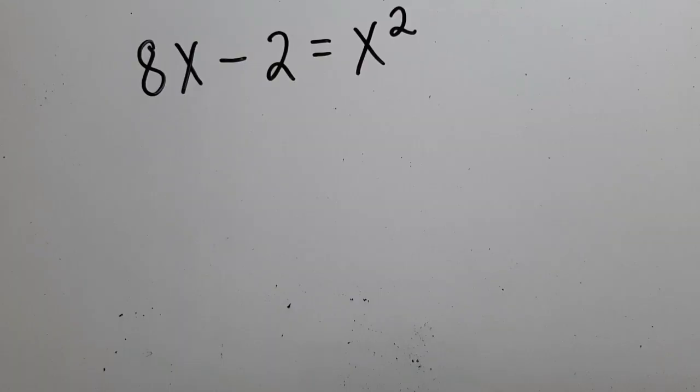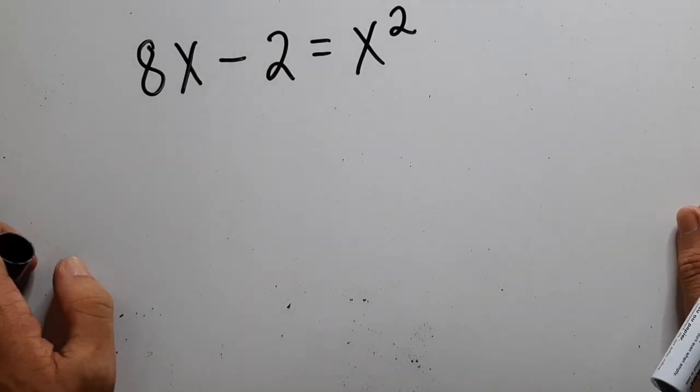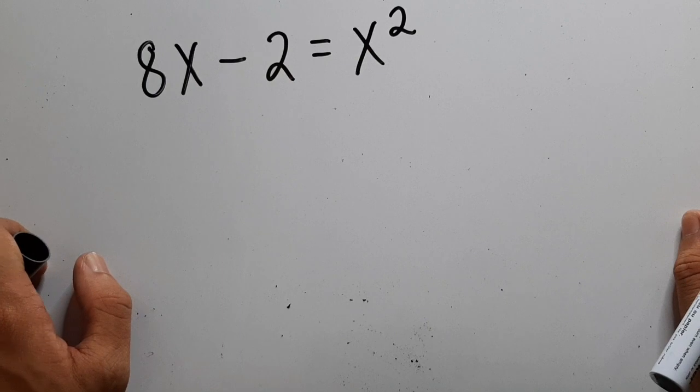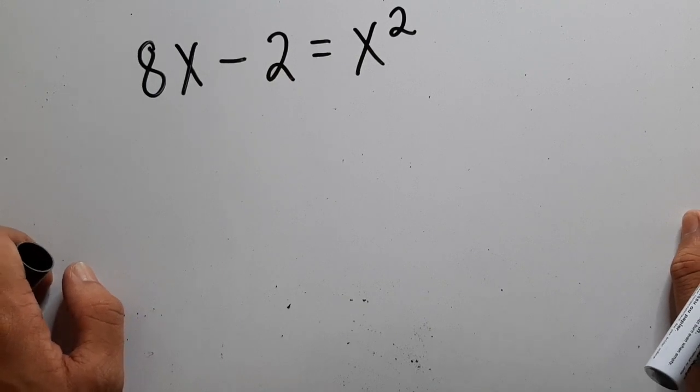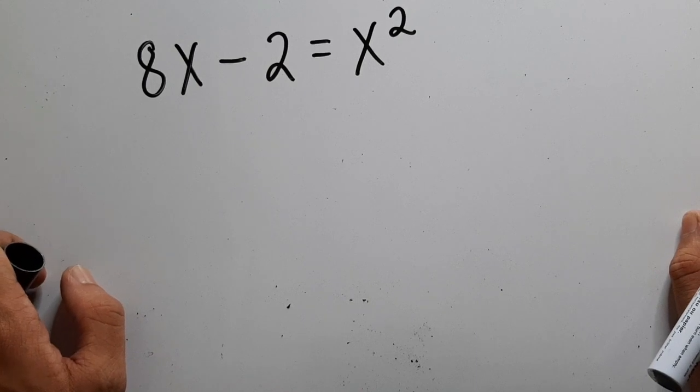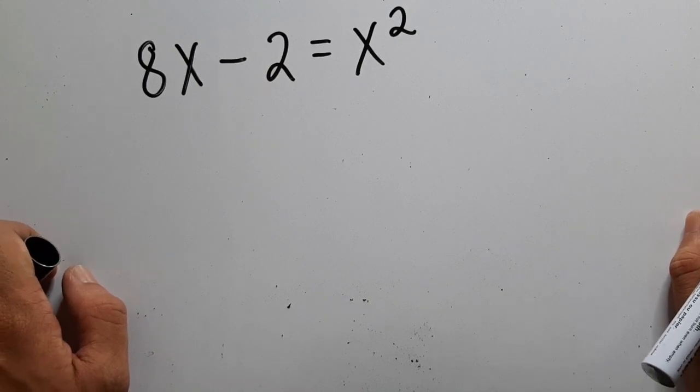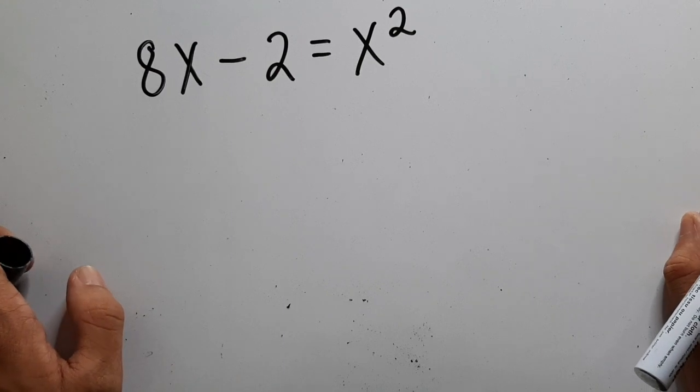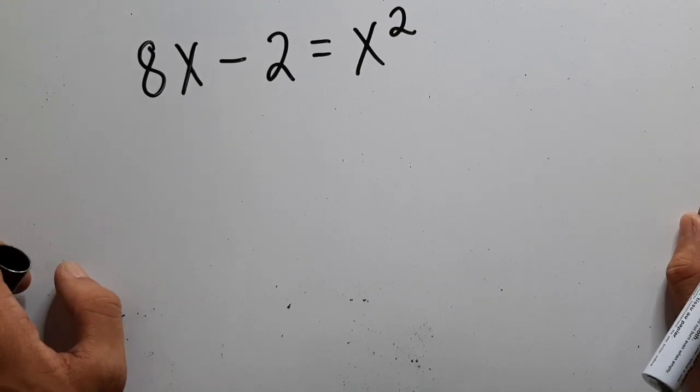Let's proceed to our second example. So we have 8x minus 2 is equal to x squared. Obviously, this equation is a quadratic equation. Dahil may nakita tayong exponent na 2, kaya automatically, this is quadratic equation. Pero ang tanong, pwede na ba natin agad i-identify si a, b, c without converting this equation into standard form? Pwede naman, pero mahihirapan tayo. So para mapadali ang ating pagsosolve, let us first convert it into standard form.